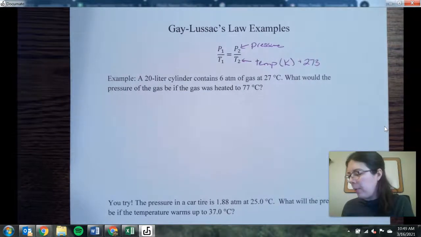Okay, so let's go ahead and try out an example. A 20-liter cylinder contains 6 atmospheres of gas at 27 degrees Celsius. What would the pressure of the gas be if the gas was heated to 77 degrees Celsius?